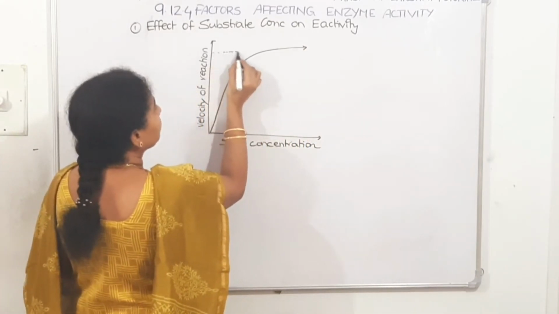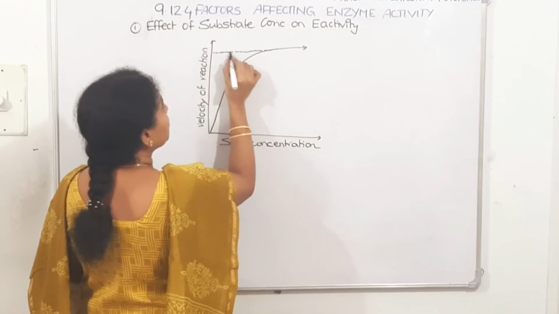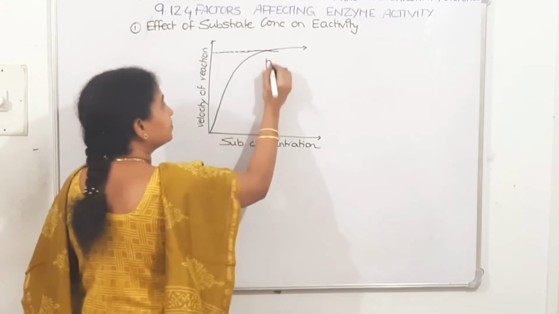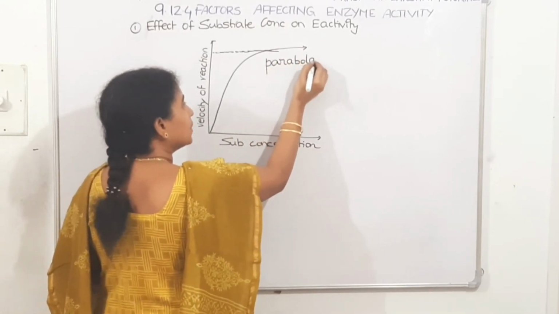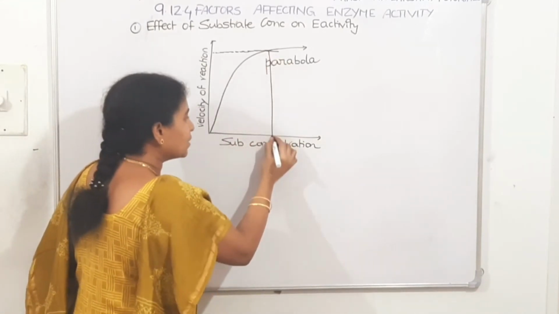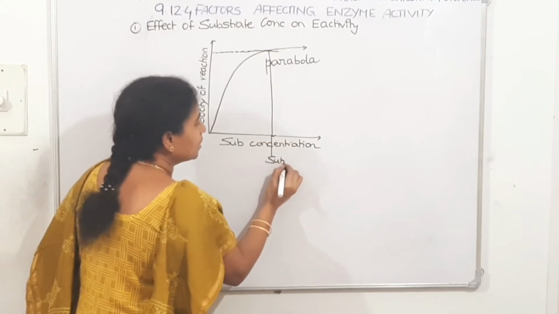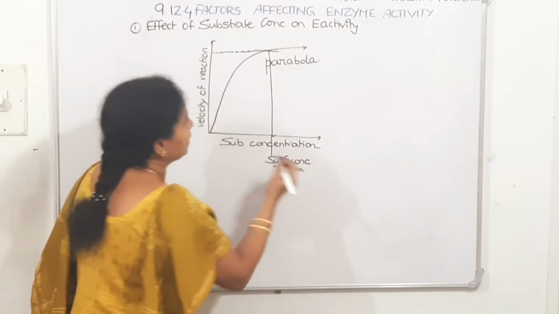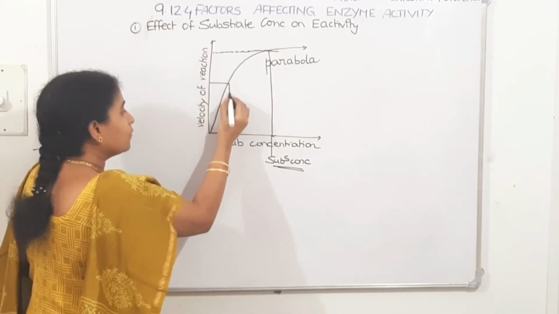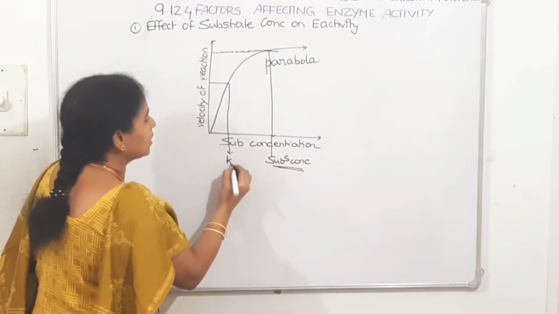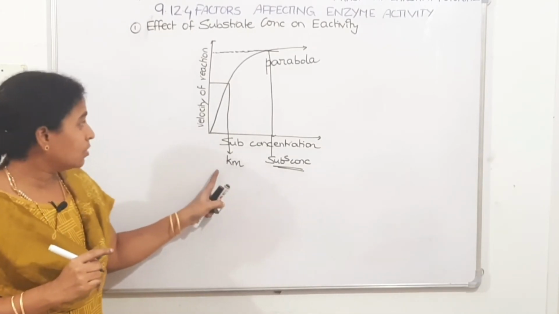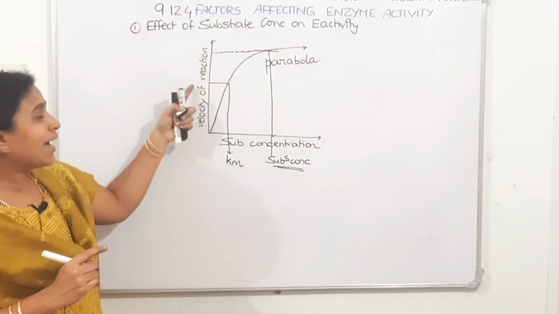Now what is this point called, where it has reached its maximal activity? The shape of the graph is called parabola. This is the substrate concentration where it has reached its maximal activity, 100. Now, at 50, there will be a point, somewhere around here. At 50, whatever the substrate concentration is, it is called Km. So what is Km? Km is a substrate concentration not at full maximal velocity, but at half the maximal velocity.